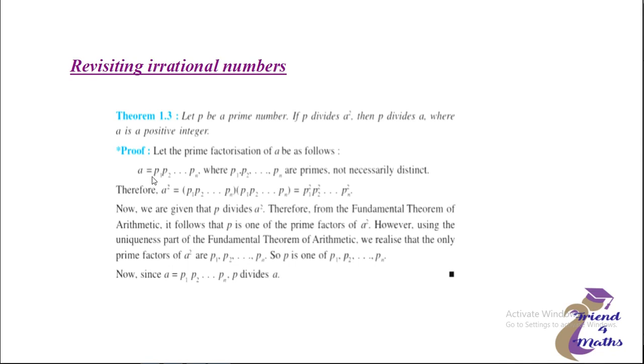Isn't it? If a is equal to p1, p2, etc. up to pn, that means this p also divides a, because p belongs to this group, that is, p divides a also. Okay, that is the proof. Here we have proved that as a is equal to p1, p2, etc. up to pn, and we get that p belongs to this group, definitely then p will divide a also. Okay.